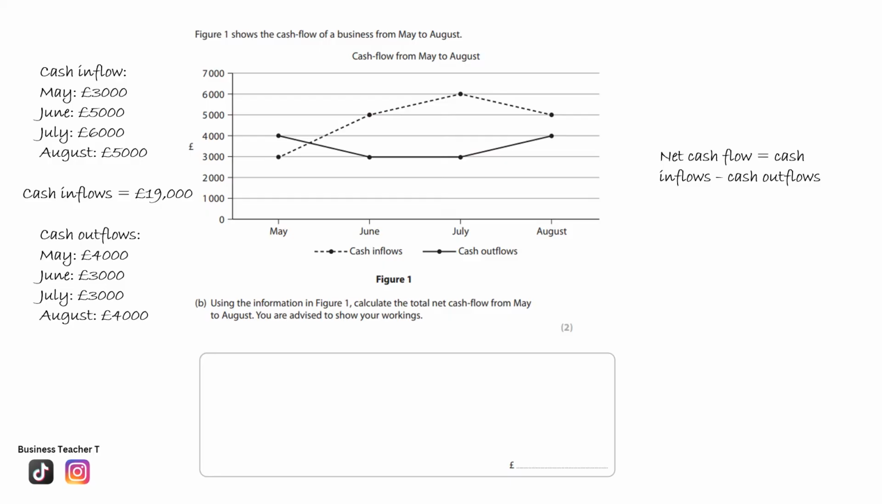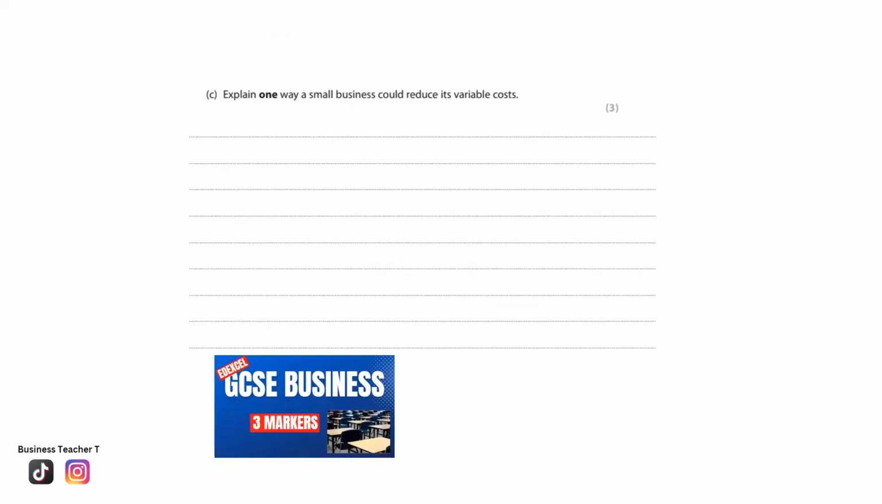Now let's take a look at our cash outflows. For May it was £4,000, June £3,000, July £3,000 and August £4,000. That gives us a total of £14,000 for our cash outflows. So cash inflows is £19,000. We need to deduct the cash outflows of £14,000 and that gives us an answer of £5,000.